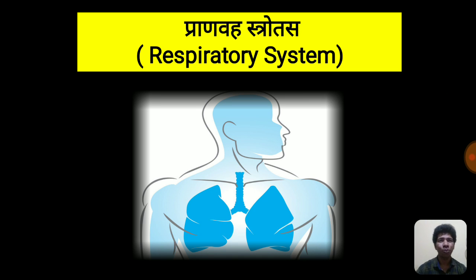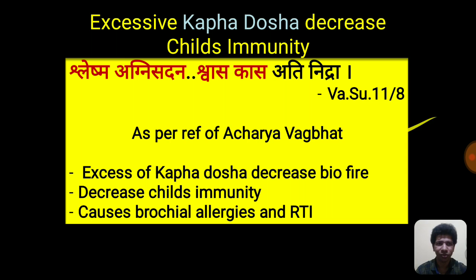So let's start with the topic Pranavahasrotas. Basically it's the respiratory tract, and we all know that. But why I put this slide is because, as you can see on the screen, this is the area of kapha sthana. The kapha dosha, which is responsible for growth and development of the body, is also responsible for decreasing immunity in the body. So if you want to increase the immunity, you have to treat the kapha dosha. Let's see where exactly the reference has come from.